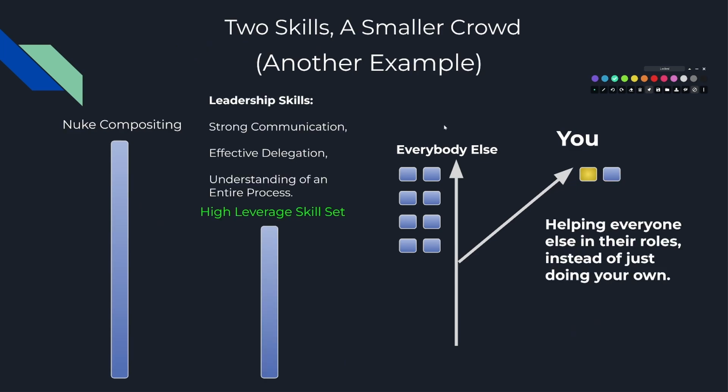So to go back to two skills, without even a category, let's just say you have two skills here. Leadership skill could be like a category, I suppose, but without getting into the semantics, I think the concept is easy to understand. Nuke compositing plus leadership skills, which is something like strong communication. You're an effective delegator. You can assign tasks and you can understand the entire process. Other skills that might be involved in that sphere might be identifying characteristics of your team, like having a sense of empathy and what motivates people. There's a whole bunch of things we could talk about there.